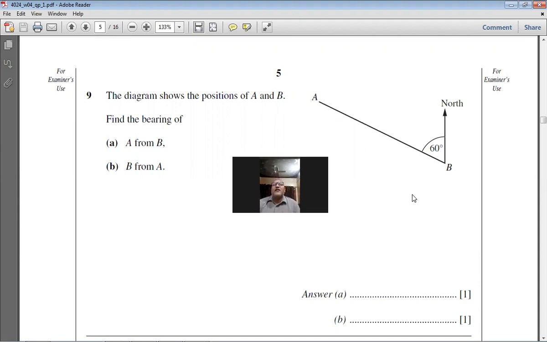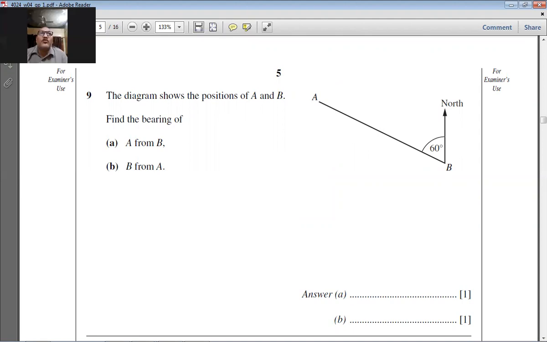Then it says, find the bearing of B from A. For that purpose, I will draw a north here at A, because it is B from A. I'm interested in this angle, and these two north lines are parallel to each other. So these two angles will be allied angles. If this is 60, the angle here will be 180 minus 60, and that will be 120. So the bearing of B from A will be 120.